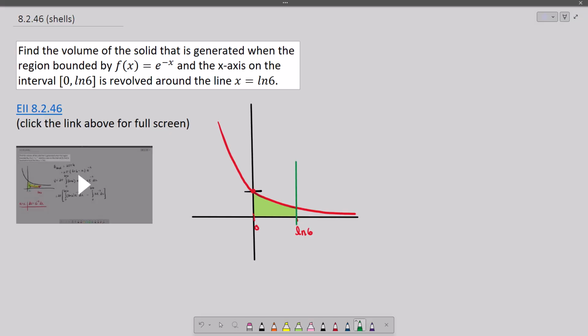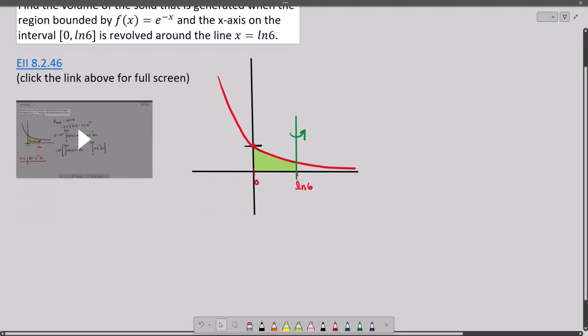So now we have our axis of rotation. Okay. That is our axis of rotation, right there. Going around that line, we're going to create this little bowl-looking thing. We want to find the volume of that bowl-looking thing.